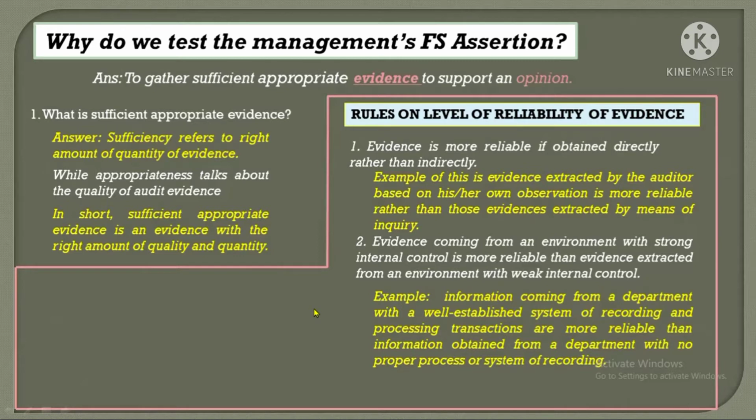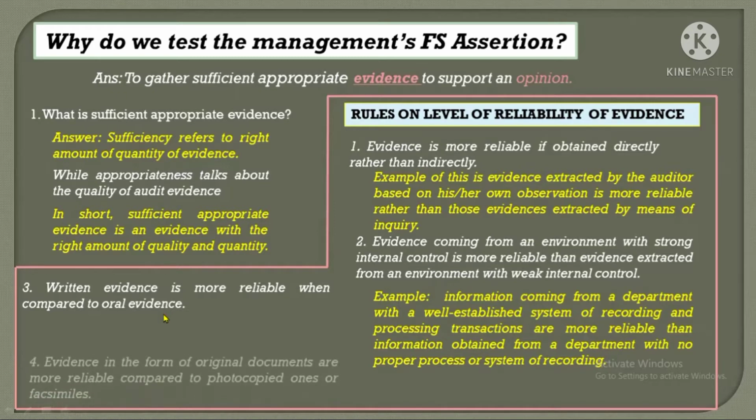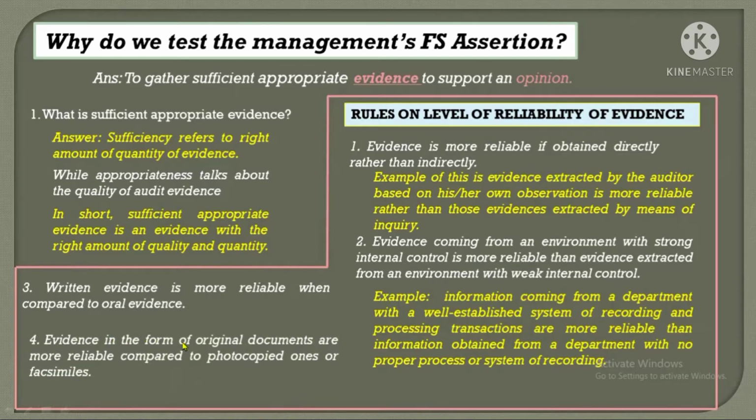The third and fourth are self-explanatory. Number three, written evidence is more reliable compared to oral evidence. And number four, evidence in the form of original documents is more reliable compared to photocopied ones or facsimiles. So that's it for theories related to evidence, the meaning of sufficient appropriate evidence, and the rules on the level of reliability of evidence.